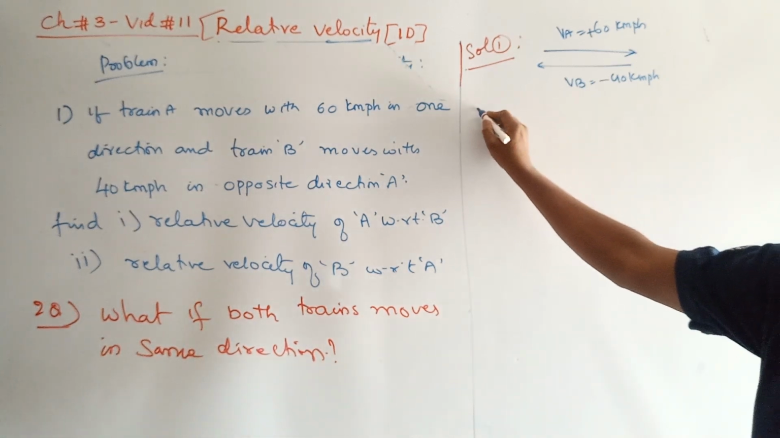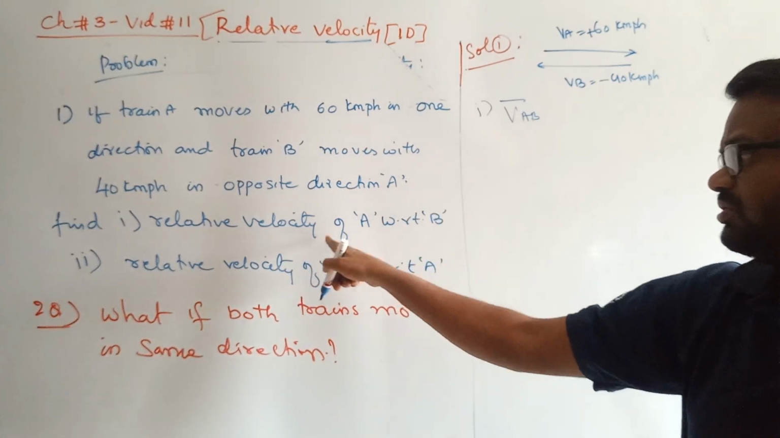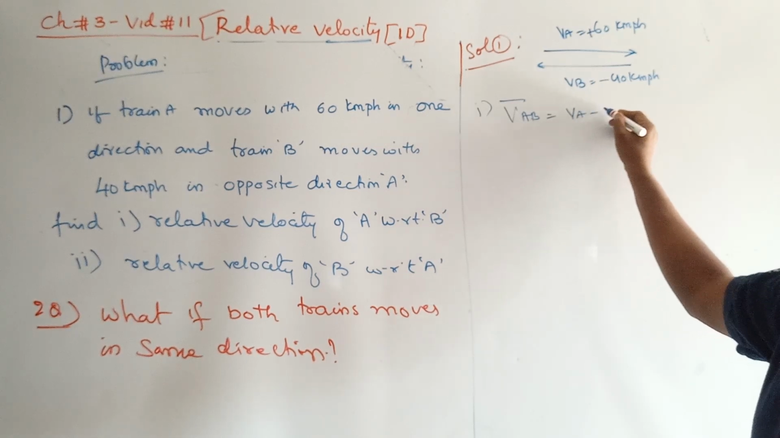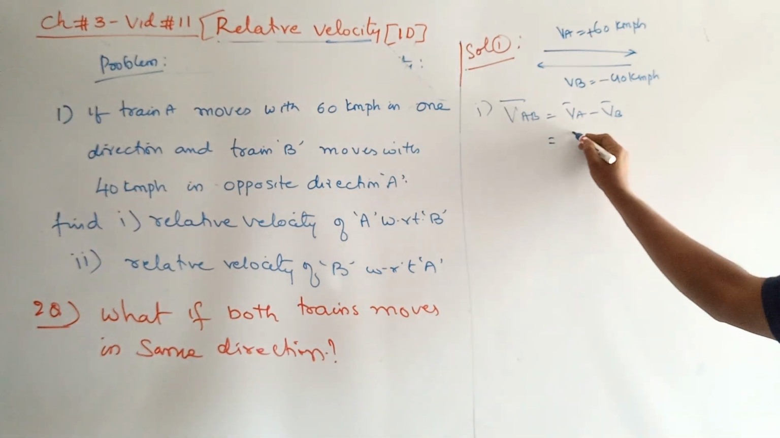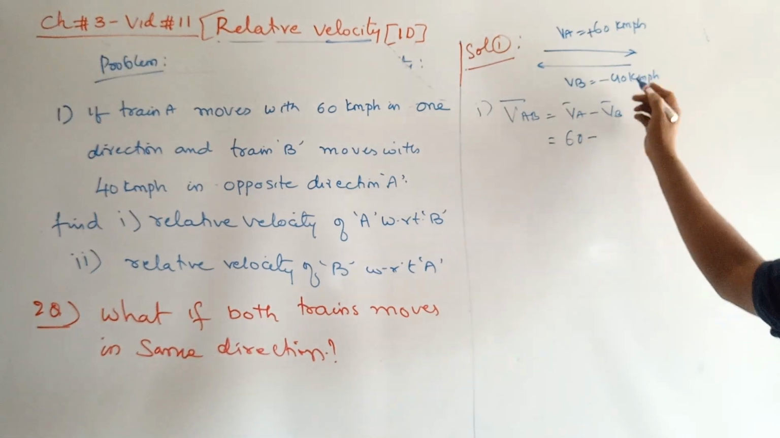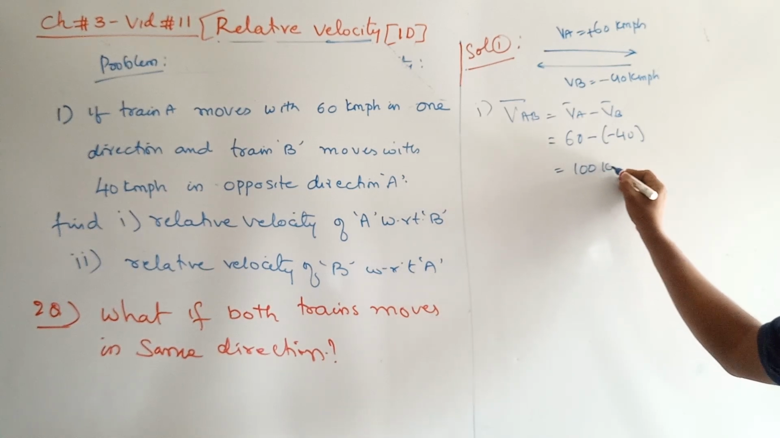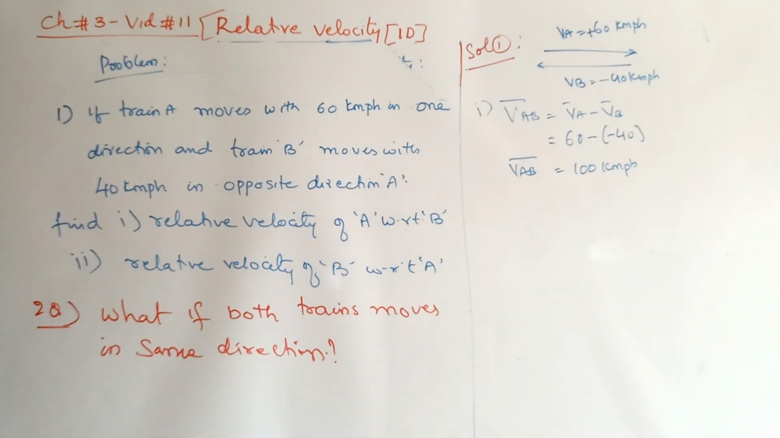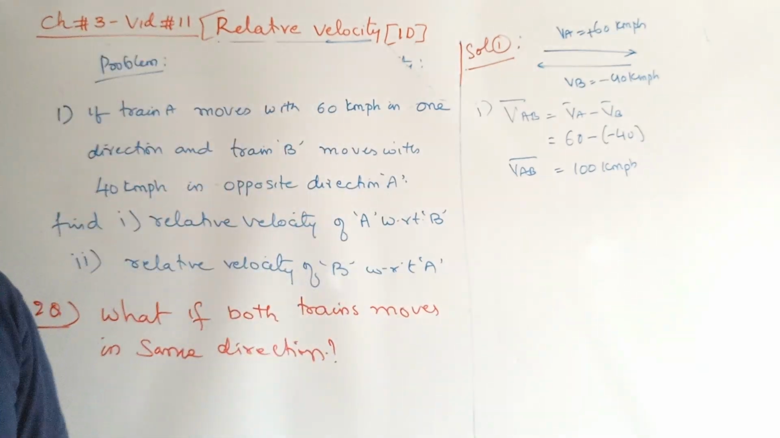Now what is the first part you need to do? Relative velocity of A with respect to B. Write like this: relative velocity of A with respect to B is equal to, formula is VA minus VB. What is VA? 60, minus, by formula it is minus, and for B, because it is going opposite, it is going to get one more minus, which is equal to 100 km/h. What is this? Velocity of A with respect to B, 100 km/h. Velocity of person in train A as seen from B.